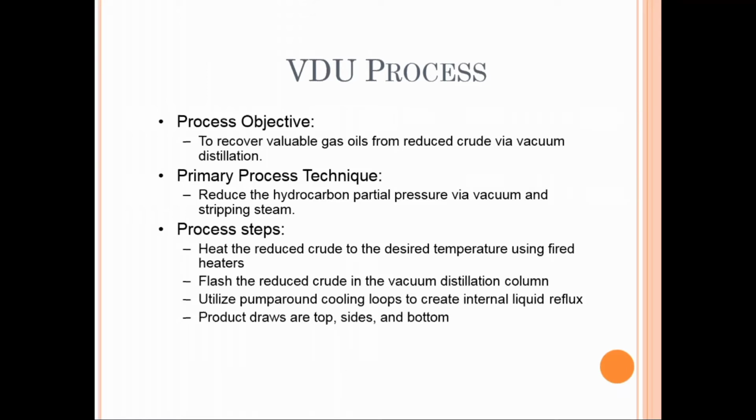The technique involved is to reduce the hydrocarbon partial pressure through vacuum and stripping steam. So you pass that hydrocarbon content through a vacuum or a stripping steam. A stripping steam is a fluid channel that will help take off those contents that we find valuable.